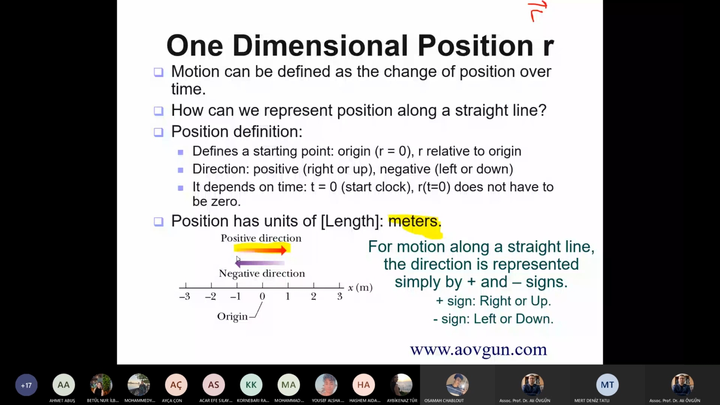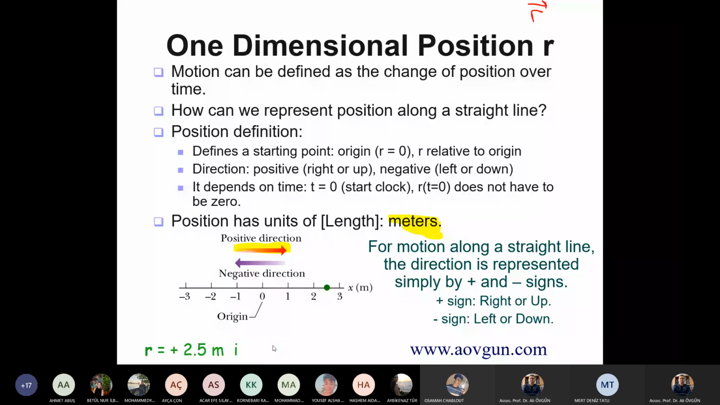For example, your initial position is this one: r equals positive 2.5 meters i hat. What is i hat for? i hat is for the positive x direction and minus i hat is for the negative x direction. This is your initial position. And let's say this is your final position, which is equal to minus 3 meters i hat.